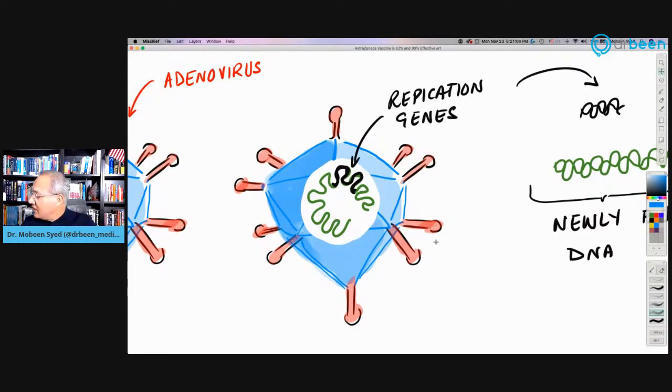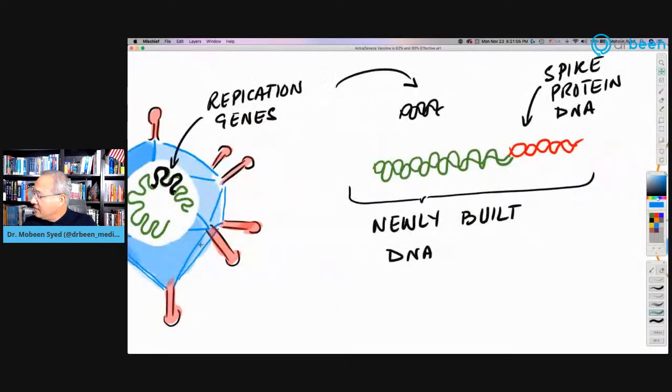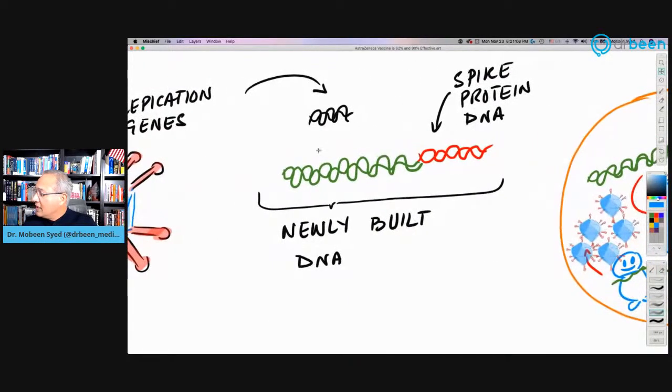So once we have done that, imagine now this is the replication gene that has been removed from the virus DNA. This is the remaining DNA. With that DNA, they attach the spike protein DNA of the SARS-CoV-2. So here you should challenge me and say, look, SARS-CoV-2 is an RNA virus. So why are they attaching a DNA here?